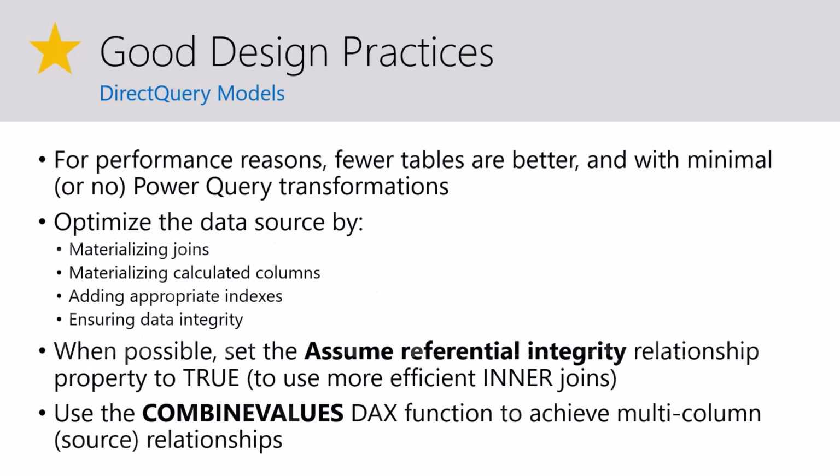A couple of words before I wrap up on theory. So direct query models, the only slight difference here is that you've got a property called assume referential integrity. And as I described earlier, this will use more efficient inner joins, but make sure that you have referential integrity in place. Otherwise, those inner joins will be removing rows that don't match on the join condition. There's also a DAX function named COMBINEVALUES that does allow you to achieve multi-column relationships, not in the model itself, but in your source data, when it constructs the query that is sent to the source data, it can achieve multi-column joins. Have a read of the documentation on how that works.